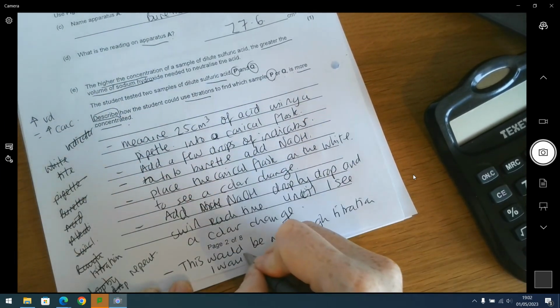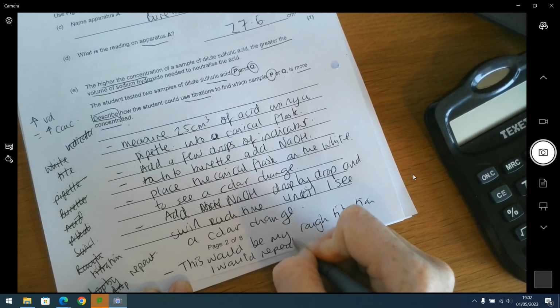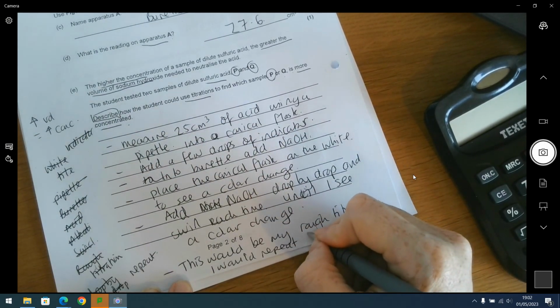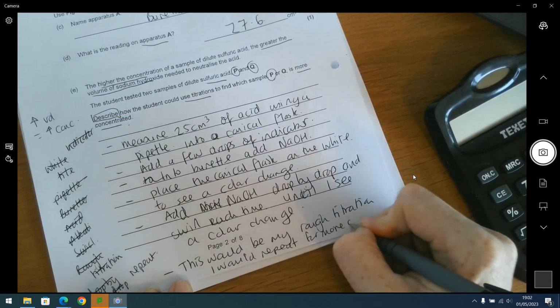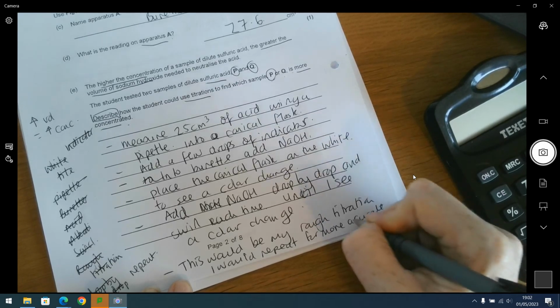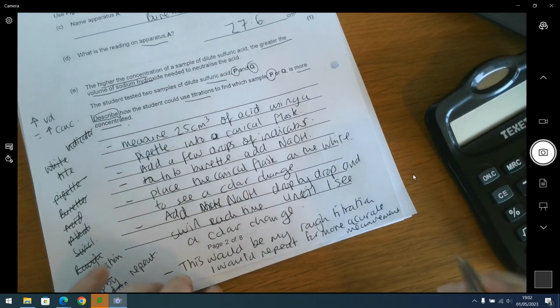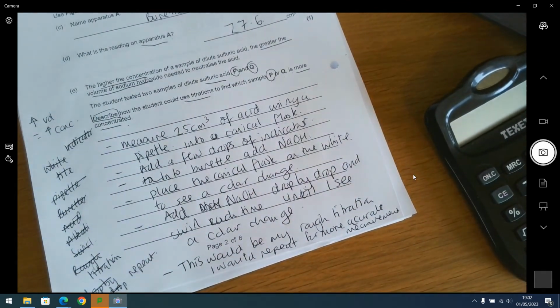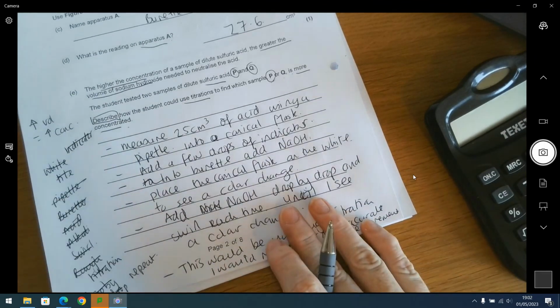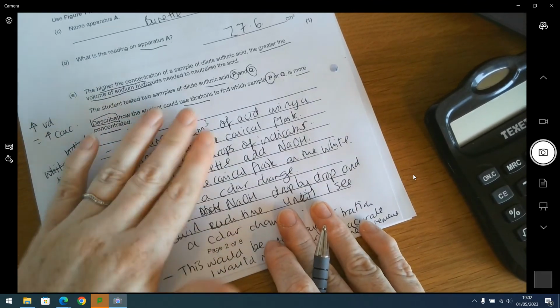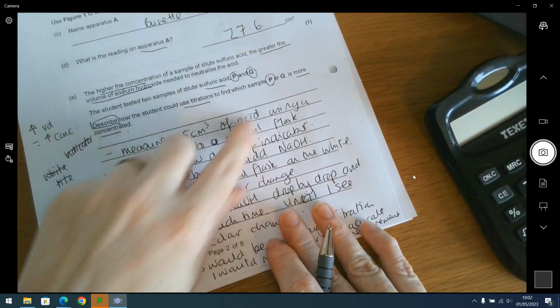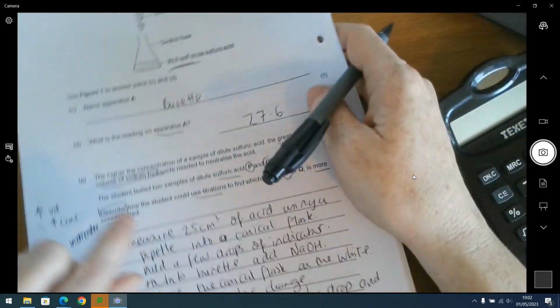I would repeat for more accurate measurements. So again, you might want to say what a rough titration is here, but you'd assume the examiner would know what that means. Now, I've not answered the question because I've got to say how they would then use this to work out which of the samples is in fact more concentrated.